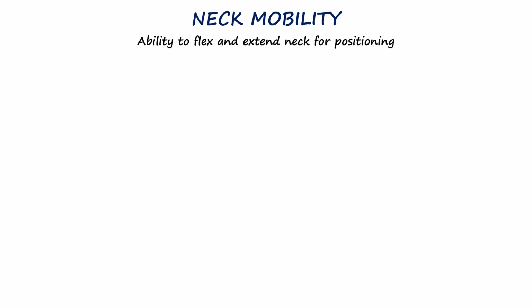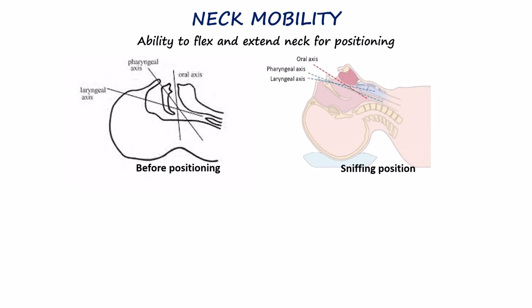Finally, neck mobility describes how well a patient can move their neck, especially bending the head forward and extending it backward. These movements are important because they help line up the oral, pharyngeal and laryngeal axes, which is essential for successful direct laryngoscopy. The sniffing position, achieved by flexing the neck forward and extending the head at the atlanto-occipital joint, helps align these axes for easier intubation.